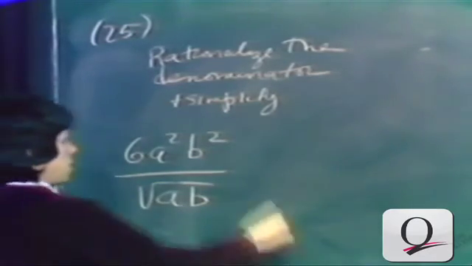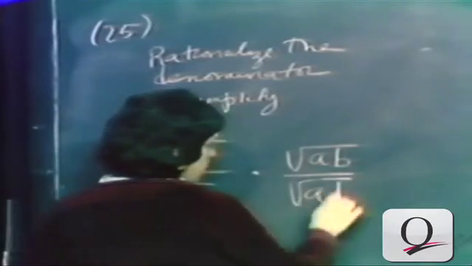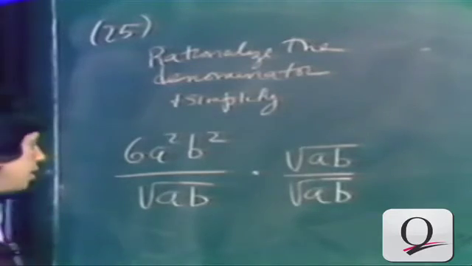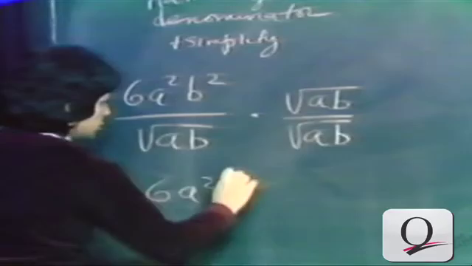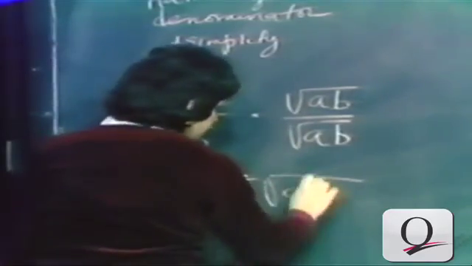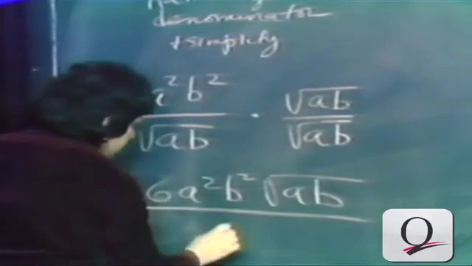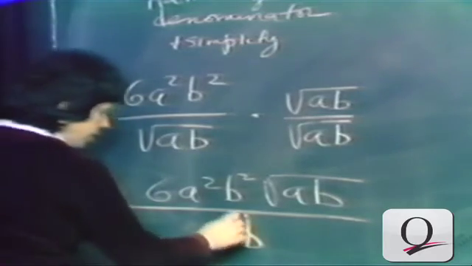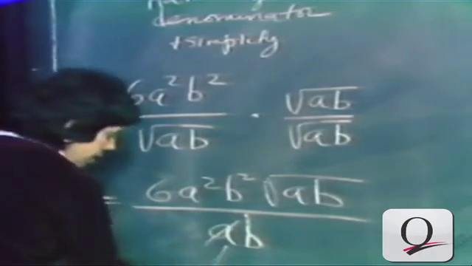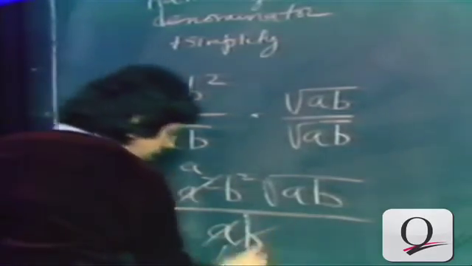To rationalize the denominator here, we will multiply the numerator and denominator by the square root of ab. We are multiplying by 1. That is permissible. That gives us 6a squared b squared times the square root of ab upstairs, over the square root of ab times the square root of ab, or just ab downstairs. Dividing numerator and denominator by a, we're left with a upstairs. Dividing numerator and denominator by b, we're left with b upstairs.